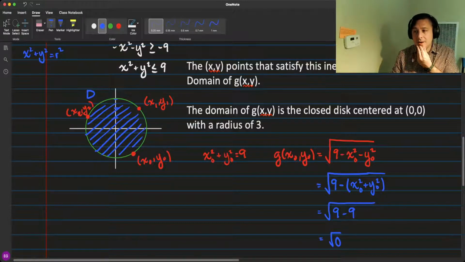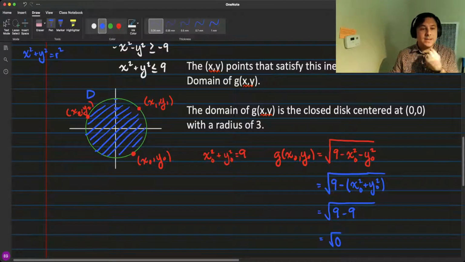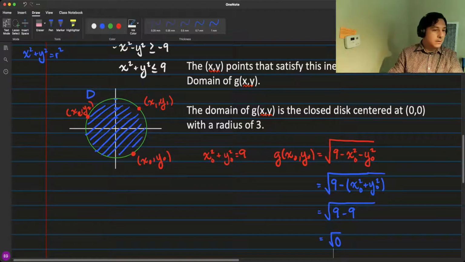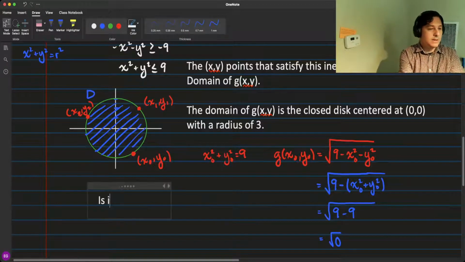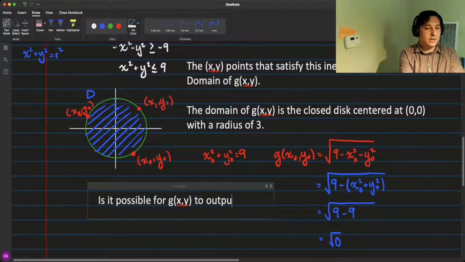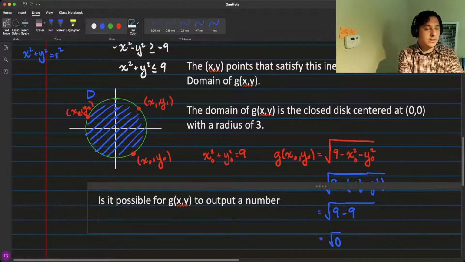Now, is it possible for g of x, y to output a number smaller than 0?